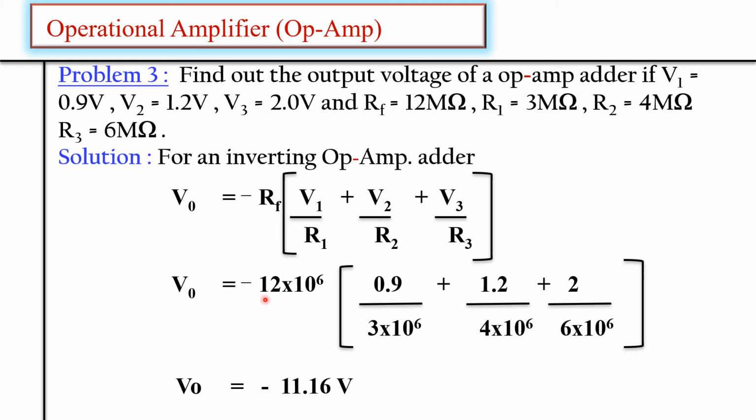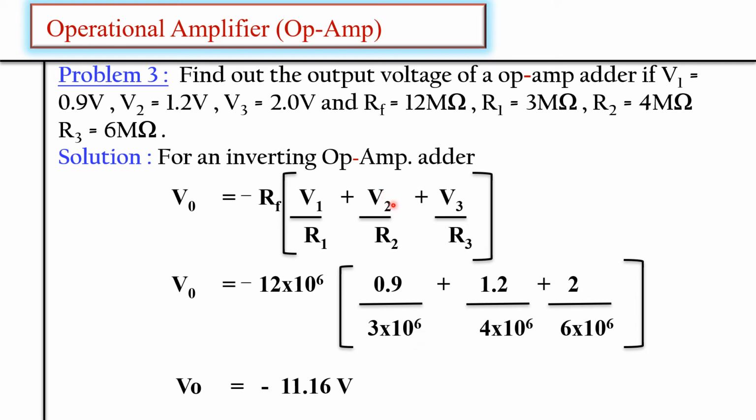So V out is equal to minus, what is Rf? Rf is 12 mega ohms. Mega means 10 raised to 6. So minus 12 into 10 raised to 6. V1 is what? 0.9 volts. So no need of conversion. 0.9 upon R1. What is R1? 3 mega ohm. Since it is mega, multiply by 10 raised to 6. 3 into 10 raised to 6.